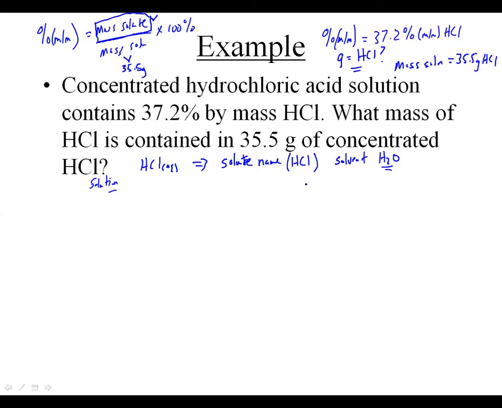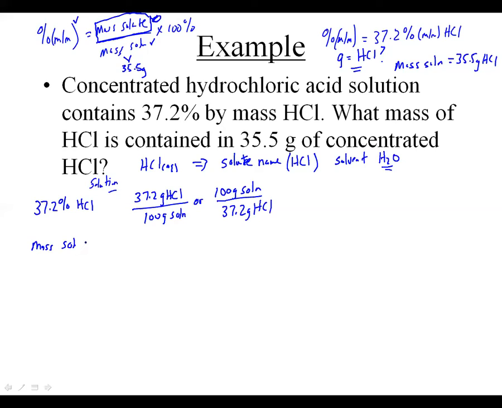Now, you can solve this two ways. You can plug and chug into that top equation, because you have this number and this number, and you can solve for the top one. You could also do it as a dimensional analysis conversion problem, so I'm going to do it that way to show you how that would look. The 37.2% HCl basically means that we have 37.2 grams of HCl in 100 grams of solution. Or we could write another conversion factor where 100 grams of solution is 37.2 grams of HCl. Since we already have the mass of the solution, which is 35.5 grams of solution, we are going to use the conversion factor over here.